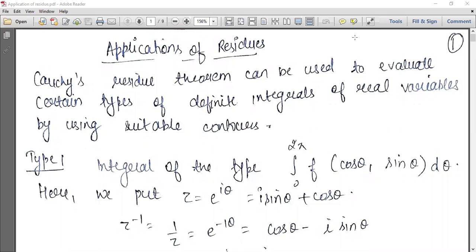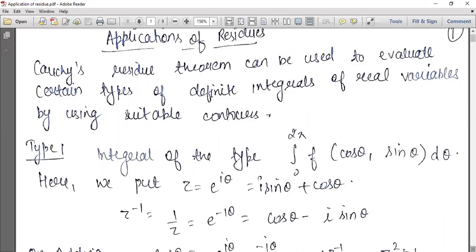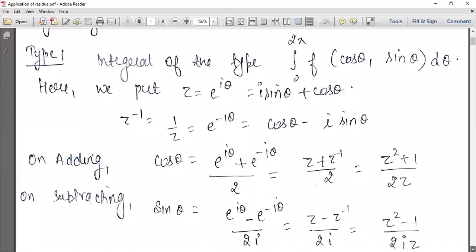So in this particular video, I will talk about how Cauchy residue theorem, which is basically for the complex function, can be used to evaluate certain type of definite integrals of real variables. So here, instead of complex variables, we will solve the integrals of real variables by using the suitable contour. So here in this video, I will share three type of problems which can be solved using the Cauchy residue theorem. And so let's start with the first type.